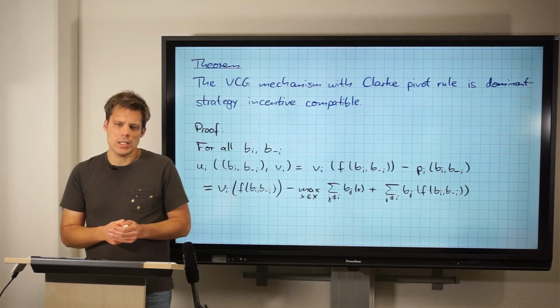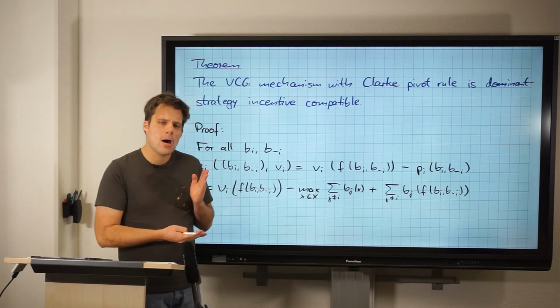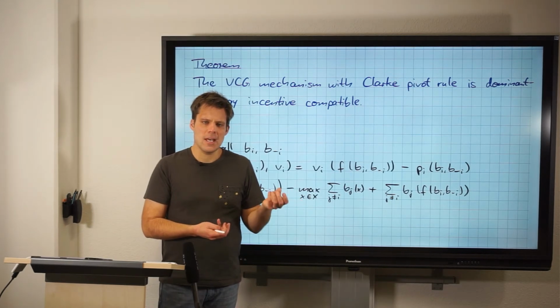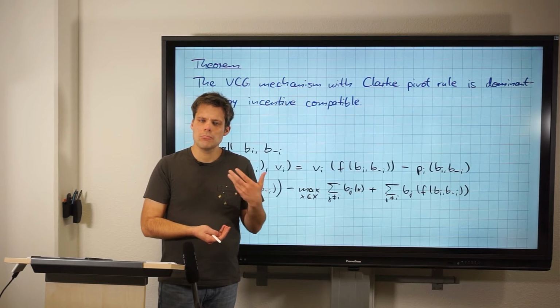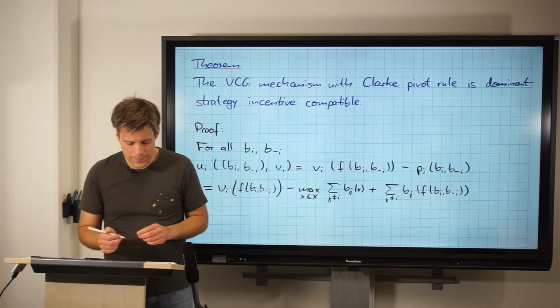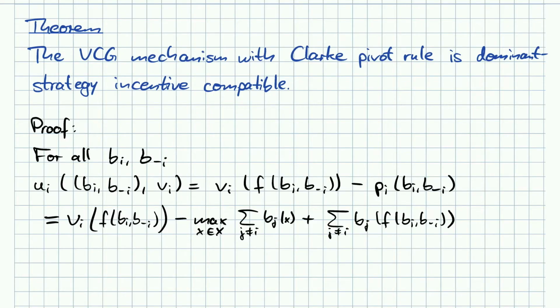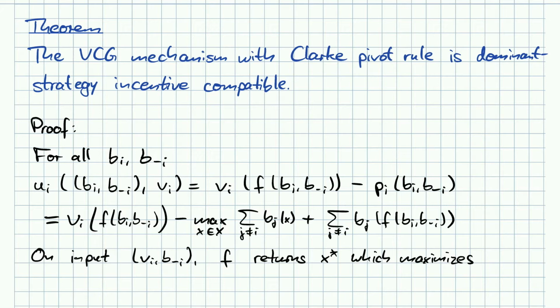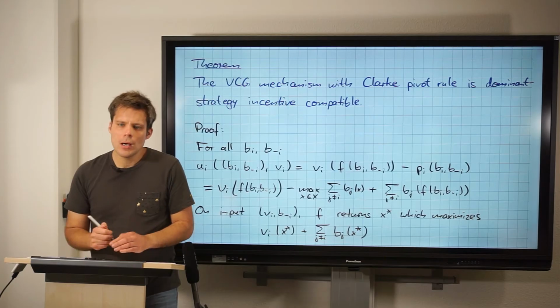Now what happens on which input? We are now comparing what happens on the input when we bid our true value. So when we set b_i equal to v_i, and we're comparing this to whatever we're getting when we're bidding some other b_i. So on input v_i, b_-i, f returns x star, which maximizes v_i(x star) plus the sum over j unequal i of b_j(x star).